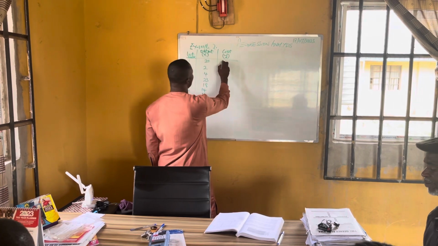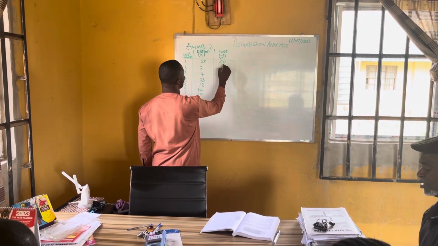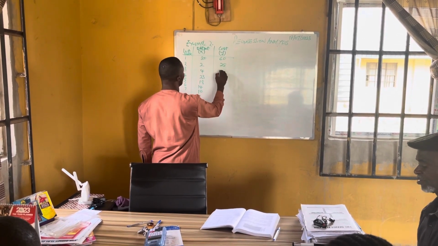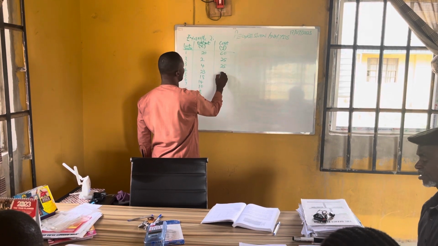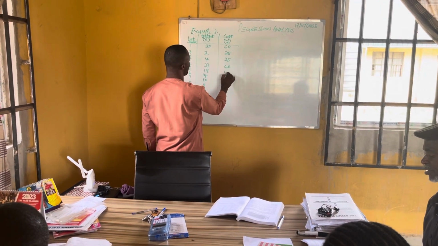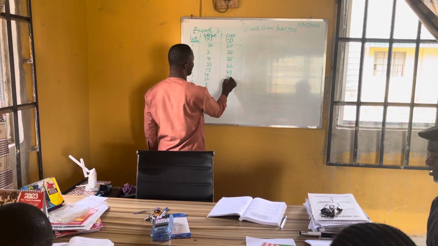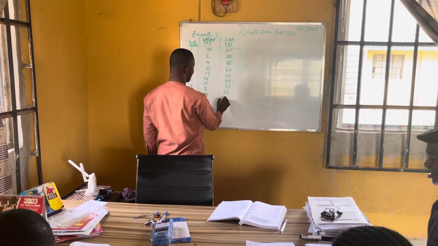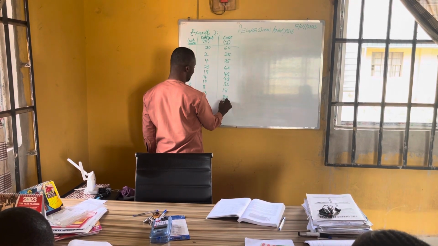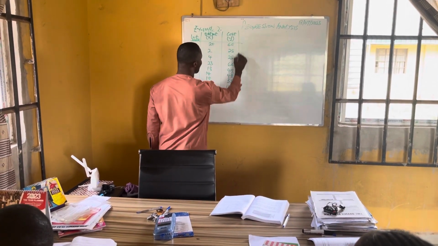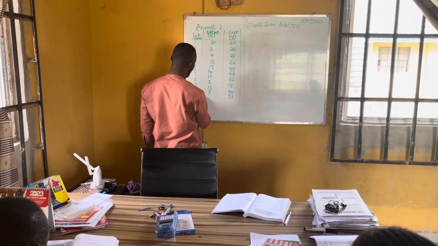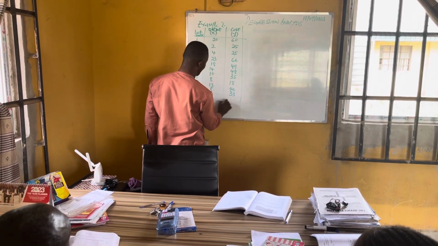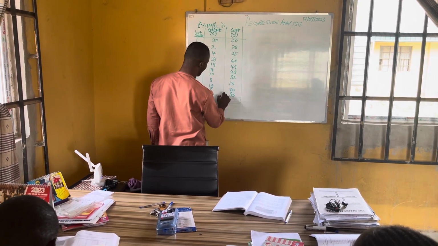Then we have cost: 60, 25, 66, 49, 48, 35, 18, 40, and 33. So basically these were the tabulated information.